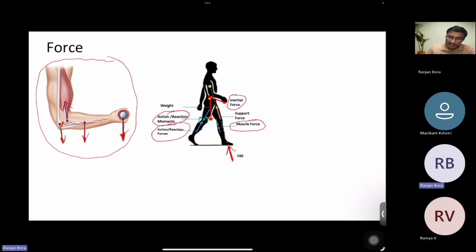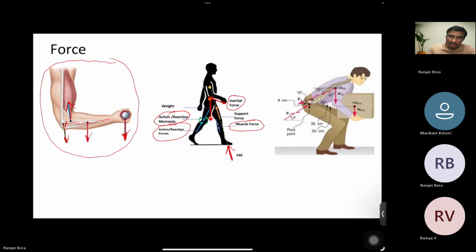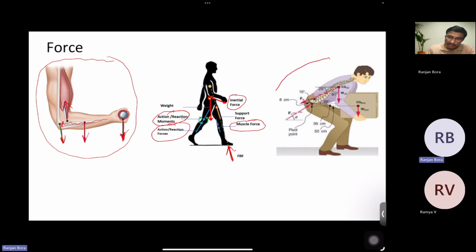So in another example, a person is lifting some weight, and while lifting he tends to bend forward. While bending forward, you can see this is the position the person takes while lifting the weight. You can see the weight of the body is acting at the CG of the upper body. This is the weight of the upper body.